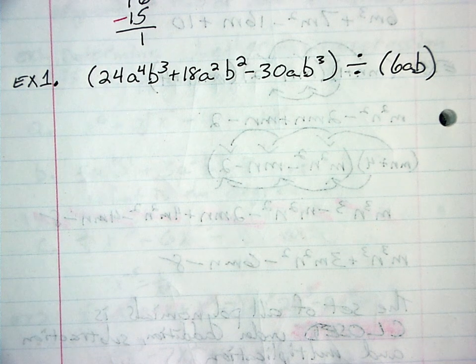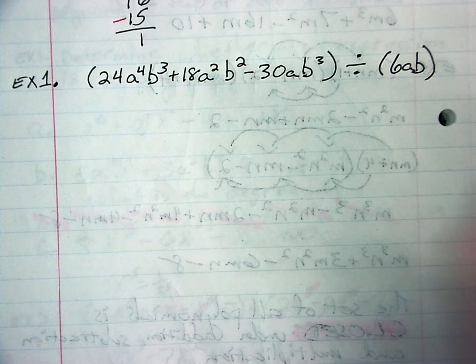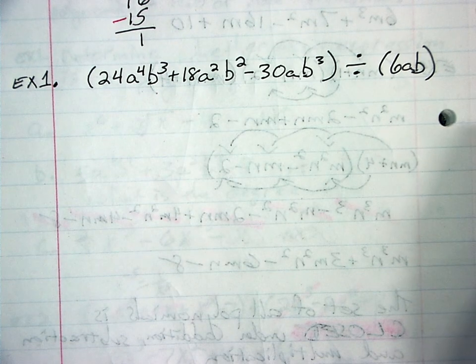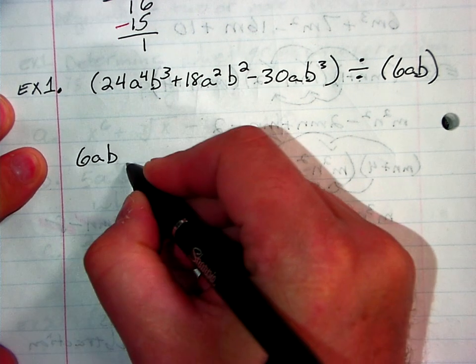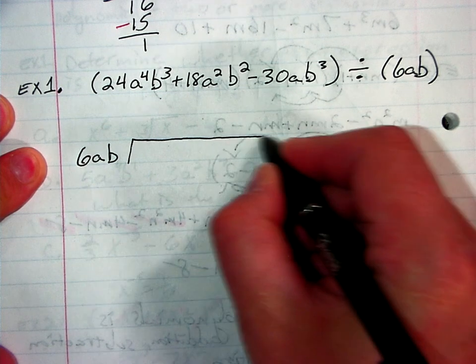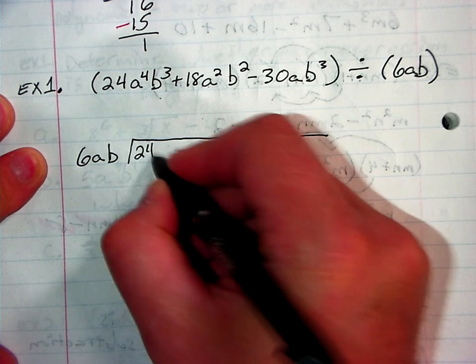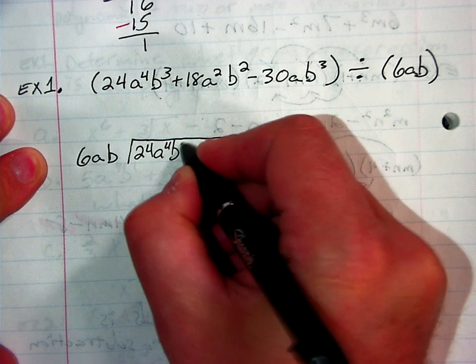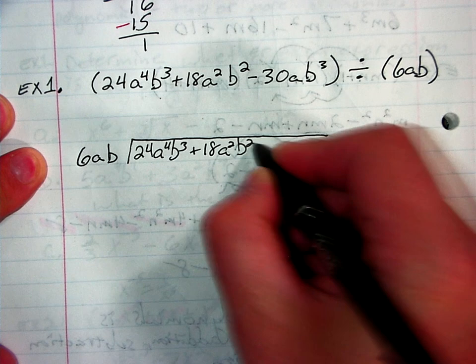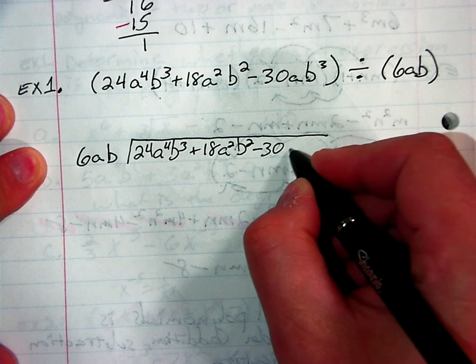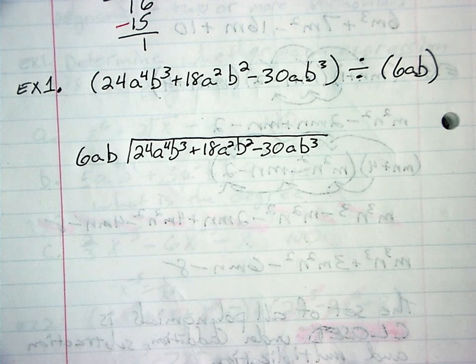All right, so 24a to the 4th b cubed plus 18a squared b squared minus 30ab cubed, all divided by 6ab. We're going to write this just like we wrote this. So the 6ab goes on the outside. And then underneath goes 24a to the 4th b cubed plus 18a squared b squared minus 30ab cubed.